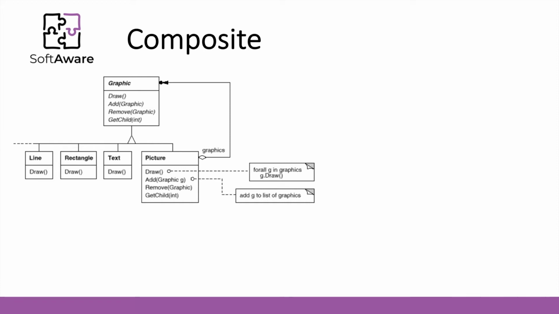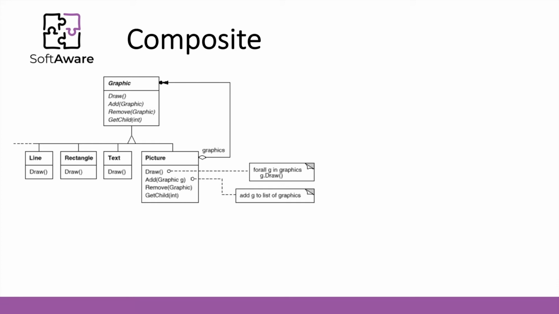The key to the composite pattern is an abstract class that represents both primitives and their containers. For graphic systems, this class is Graphic. Graphic declares operations like draw that are specific to graphical objects, and also operations for accessing and managing its children, like add, remove, and get. The subclasses Line, Rectangle, and Text define primitive graphical objects. These classes implement draw to draw lines, rectangles, and text, respectively.